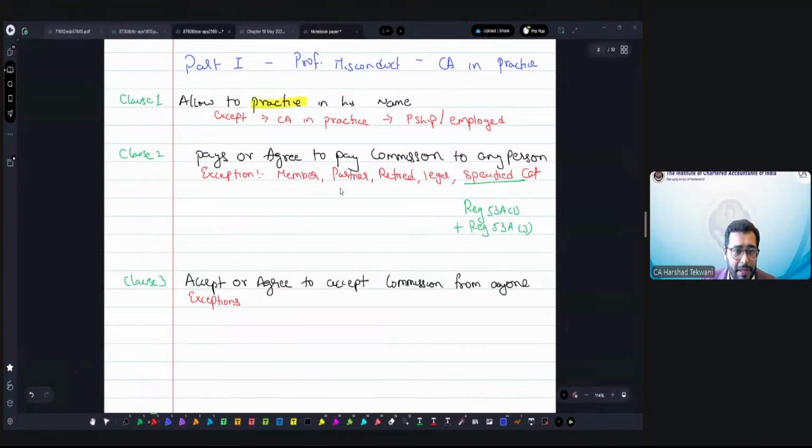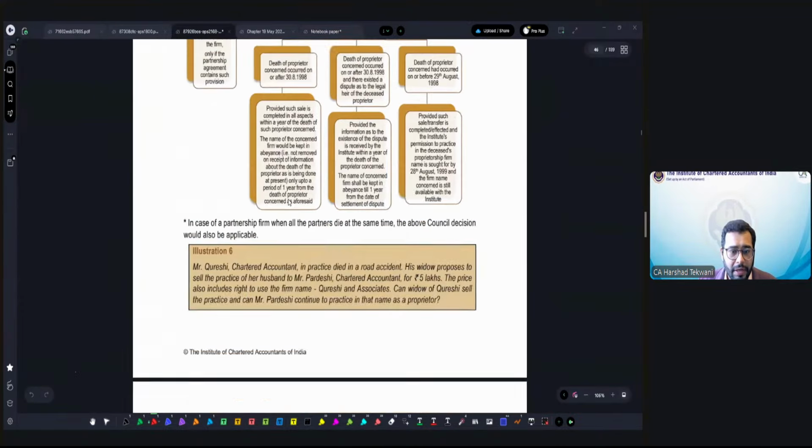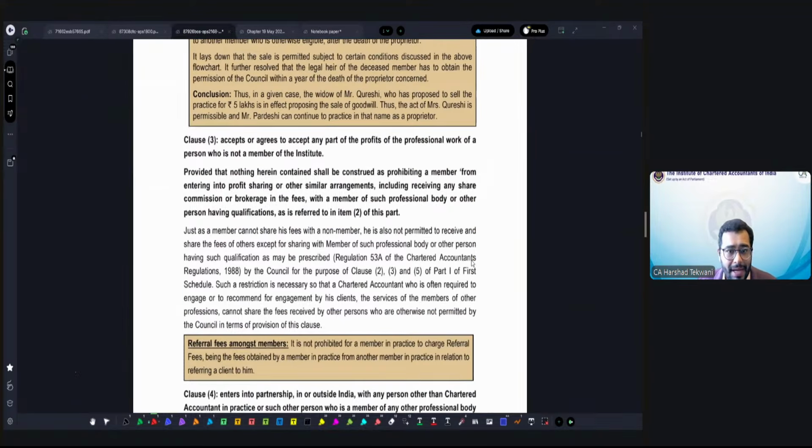Now what are these exceptions? Basically, we'll quickly go to clause 3 and understand in detail. It says that if you accept, from a person who is not a member of the institute, any parts of the profits of professional work, then that is misconduct. Now one, if you accept from a member of the institute, fine. Number two, if you enter into a profit sharing arrangement or similar arrangement where you are receiving brokerage or commission with a member of such professional bodies or other persons having qualification as referred in clause 2, then it is fine.